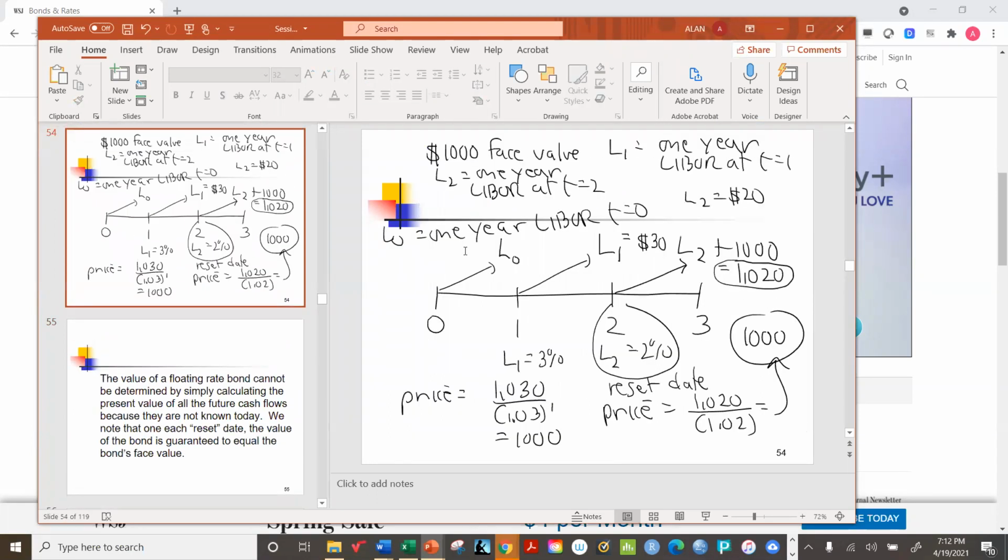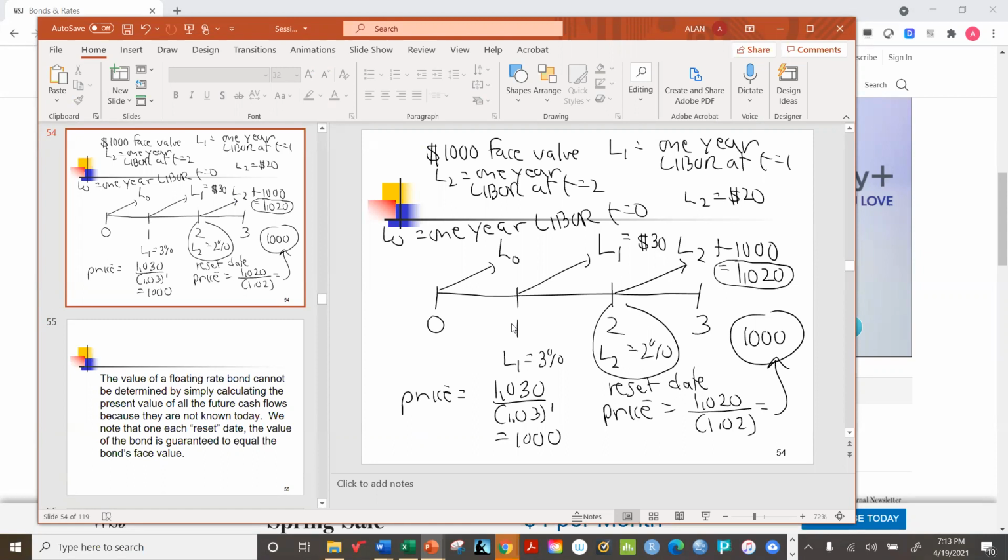That's what we're trying to get at here. On each of these reset dates, time 0, time 1, time 2, time 3, on each of those dates, the bond is worth exactly $1,000. And so that's how we're going to price it. When we're pricing our swap, the floating rate bond will be considered to be worth exactly $1,000 on each of its reset dates. If we're not at a reset date, we can still use this information.